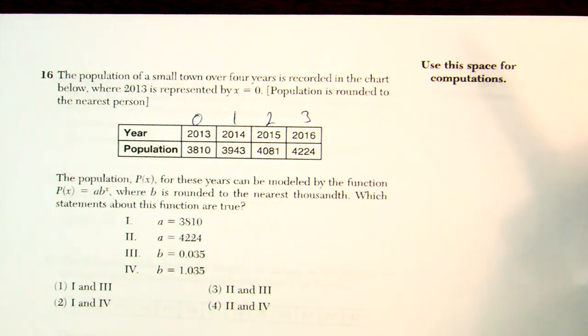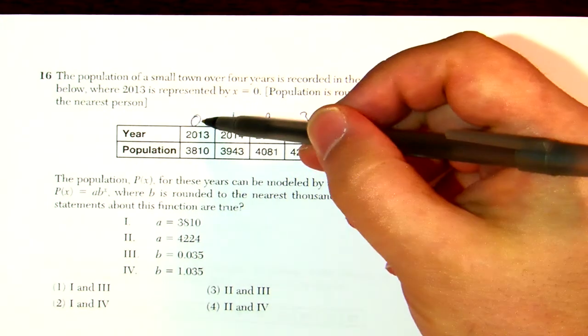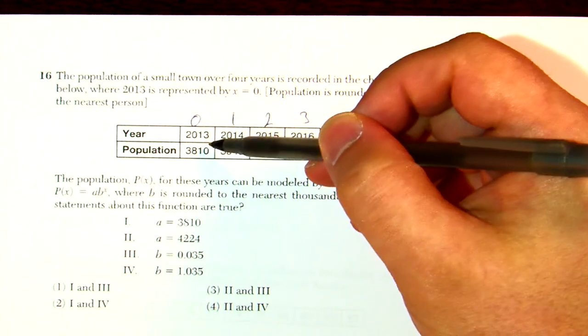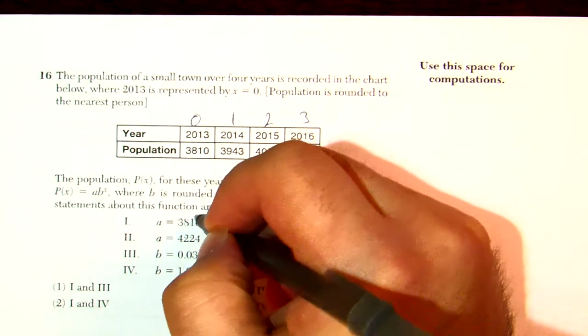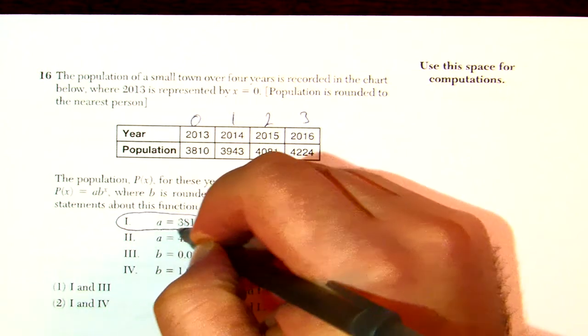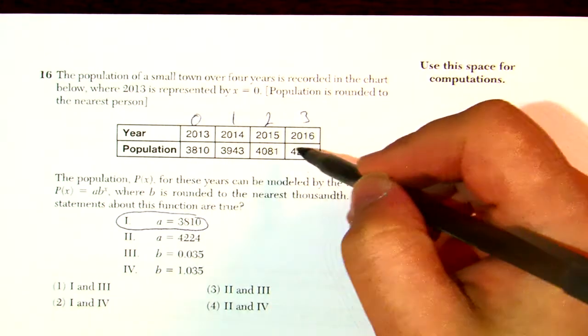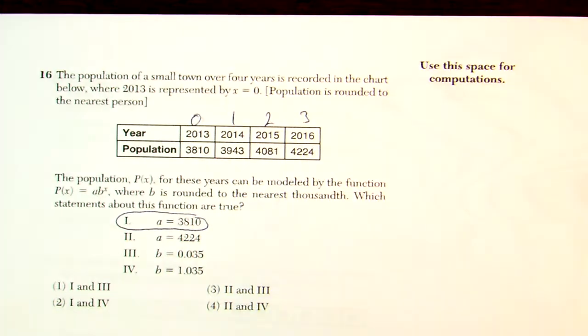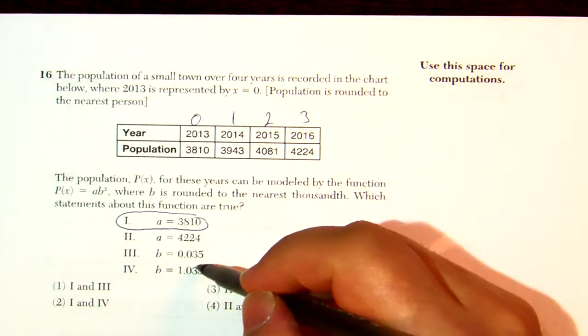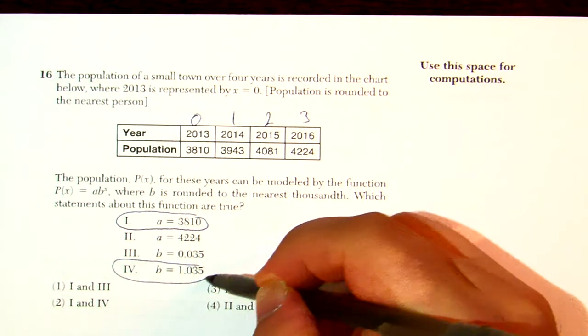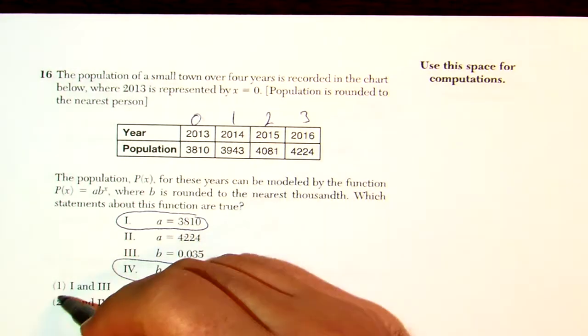So if I look at the initial, which would be my a there, my initial population is 3,810, so I know this is going to be true. And if I look at the population, it's increasing, not decreasing. So if it's increasing, it tells me that my b has to be greater than 1. The only part where my b is greater than 1 is right here. So it's going to be choice 2.